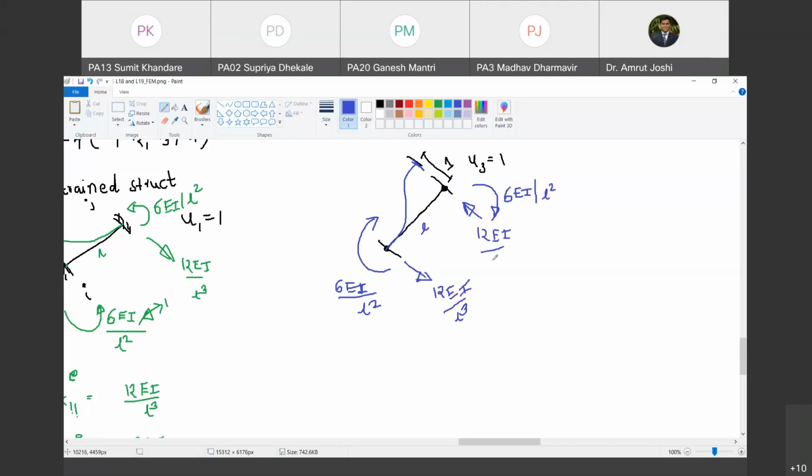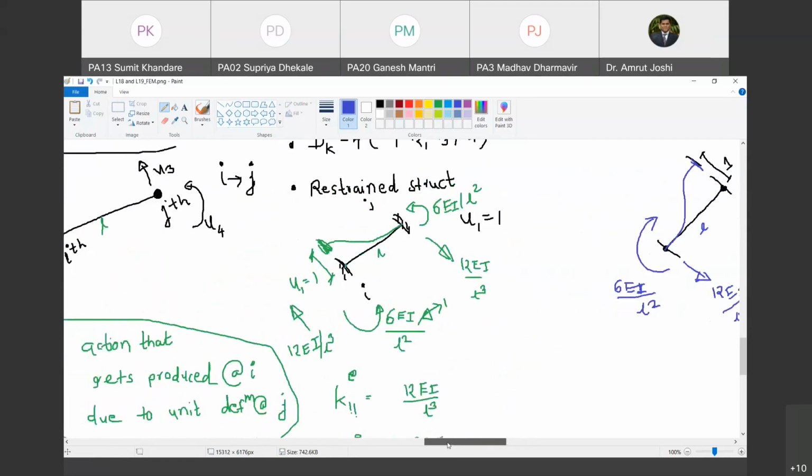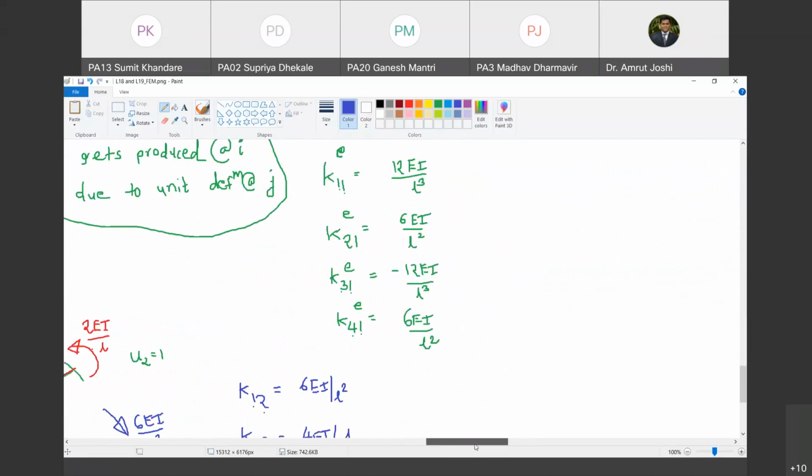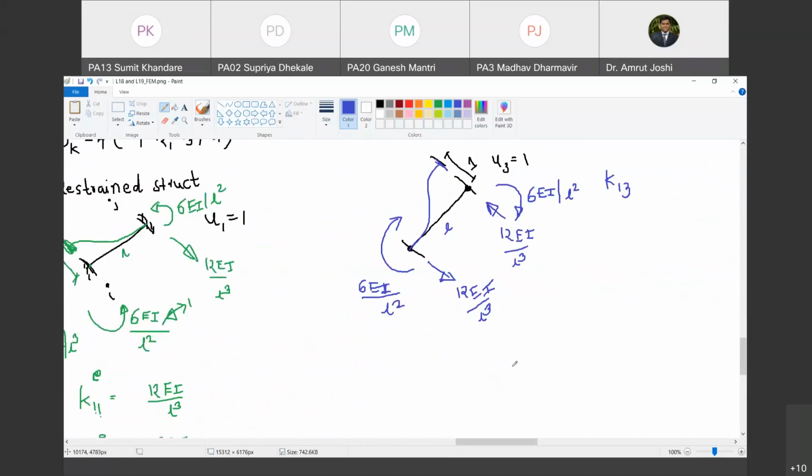चलो अब quickly, I am going to write down now K13. लिखने की जरूरत नहीं है क्योंकि it is going to be equal to K31 which we have evaluated. पर एक बार लिख के देखते हैं. Are you with me? It should be minus 12 EI upon L cube. Are you with me? Yes, sir.